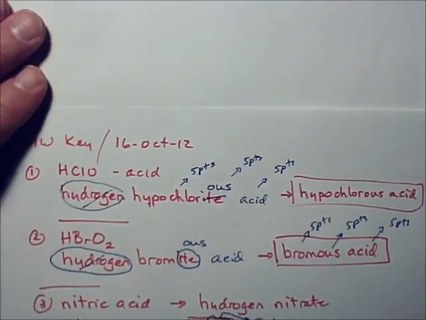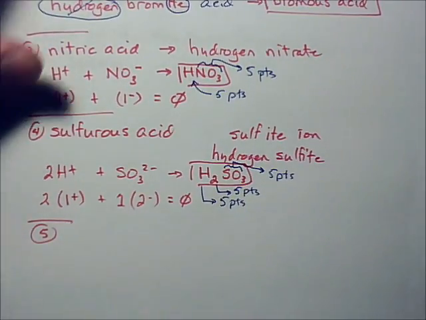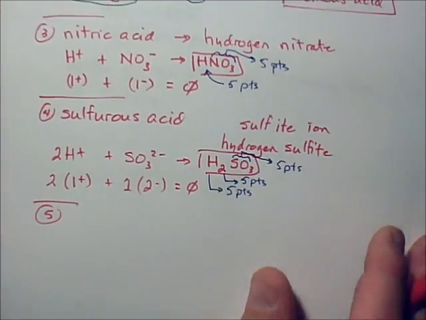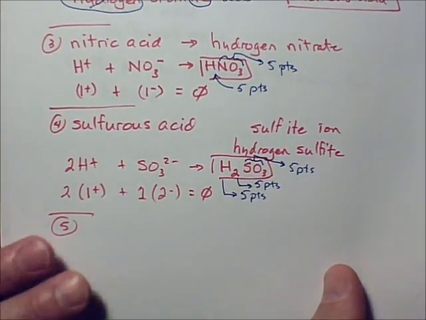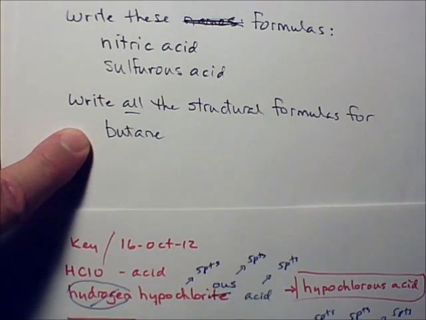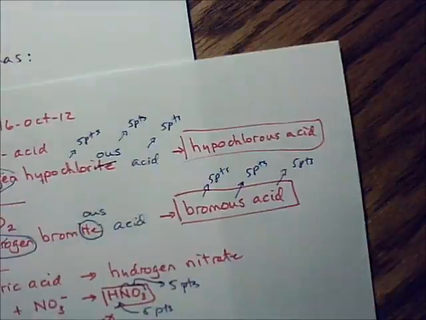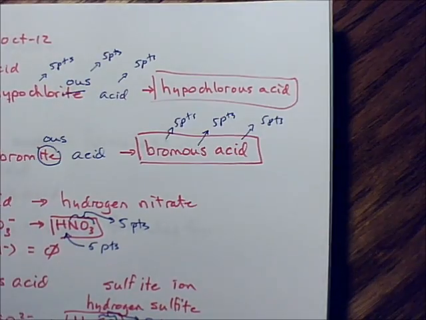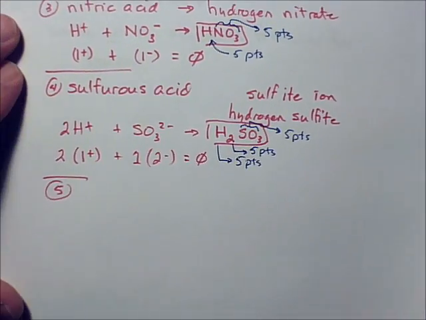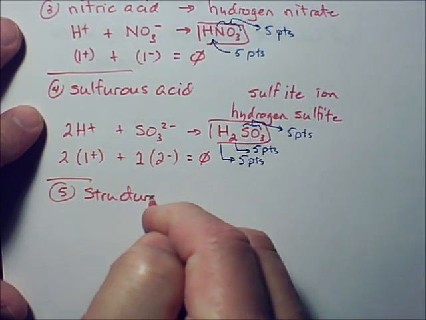Question number 5 on the homework. Write all the structural formulas for butane. Butane. You said write all of them? That's what it says. Oh. Write all the structural formulas for butane. Now that would be all the structural formulas we've covered in class so far. There's still a couple. Let's see. Actually, there's one more we really haven't covered. So structural formulas for butane.